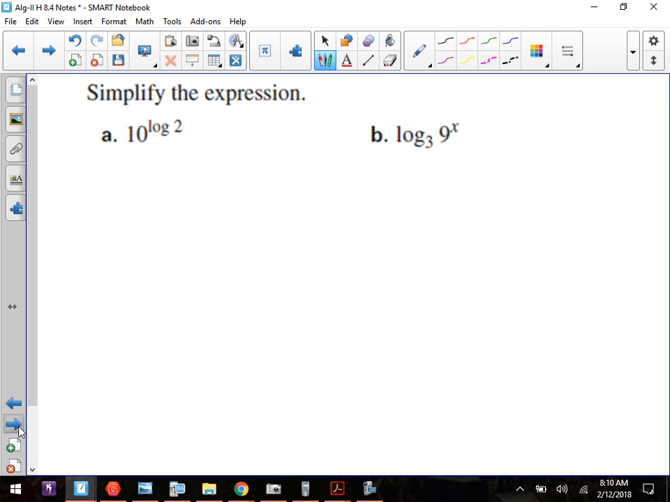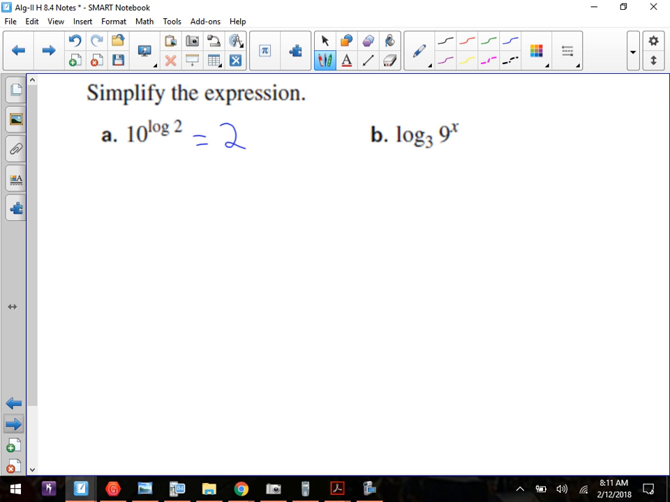So, 10 to the log of 2. What's the base that you don't see? 10. So what's your answer? 2. How do you know that? I know that because earlier I said that if you see just the word log, if I see log of 2, it's implied that it's base 10 if you don't see a base. If I don't see a base written below that, it means it's base 10. It's the same idea as what's the coefficient there? 1. It's not there, but it's there. So that would equal 2.